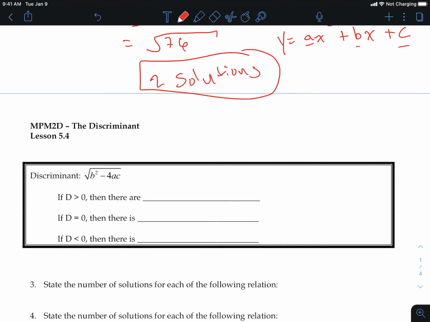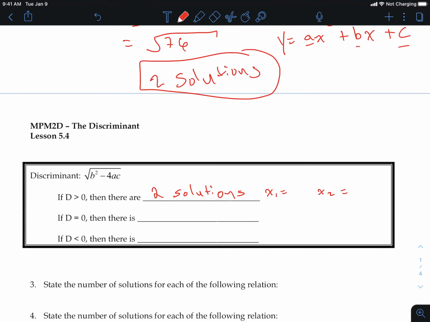This is the piece that tells us the number of solutions. If the discriminant is greater than 0, there are 2 solutions, just like what I saw above there. It basically means if you were to do all of the work from the quadratic equation, you would get x1 equals and x2 equals. You'd get 2 numbers. That's what that means.